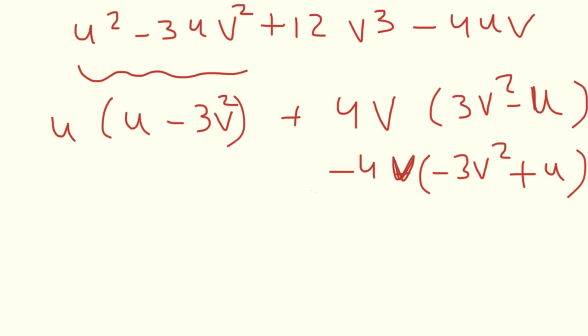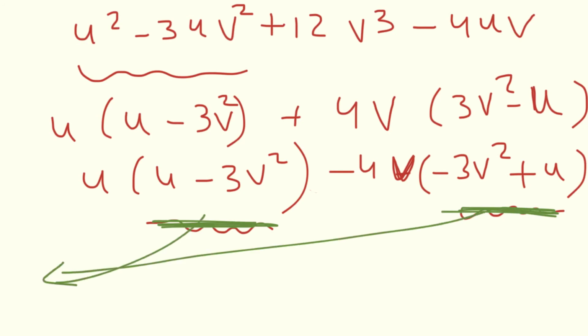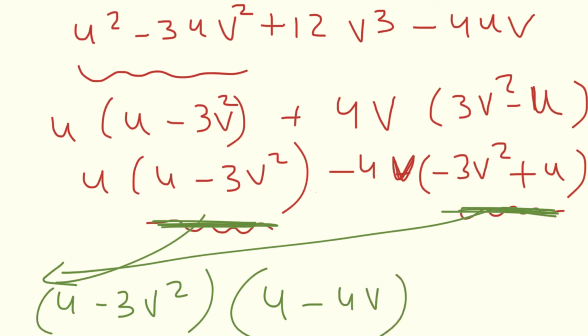So when I did this, I still have u multiplied by u minus 3v squared. And now this is the same, because this is u positive minus 3v squared, also u positive minus 3v squared. So these two terms now become exactly the same. This becomes the new common factor. Outside, u minus 3v squared, the new common factor, and what remains from the first is just u, and what remains from the second is minus 4v, and this will be the final answer.